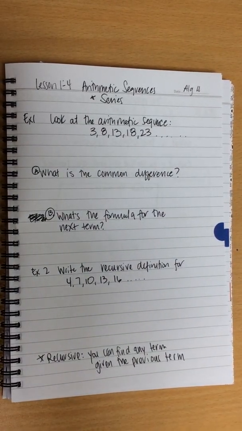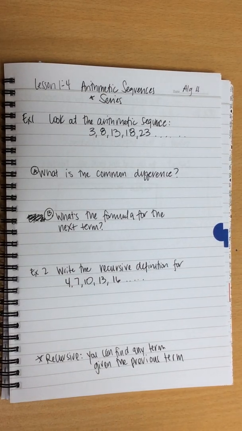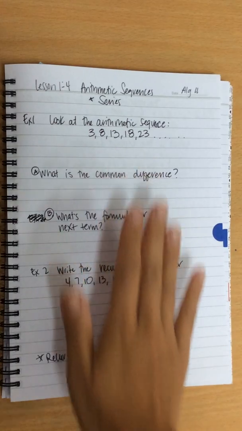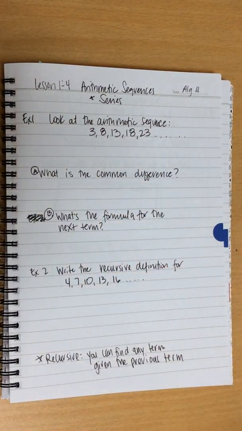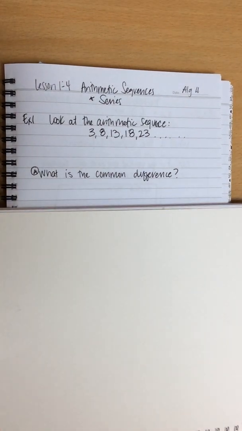Alright, hi guys, we are back with the fourth lesson from the chapter, lesson 1-4 on arithmetic sequences and series, right? So arithmetic, that root word there. So here's an example. We're gonna start with example 1. We're gonna look at an example of an arithmetic sequence. So I'm gonna just cover this up so we focus on that.